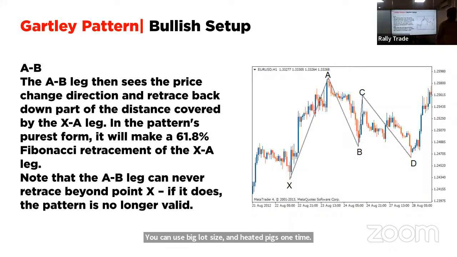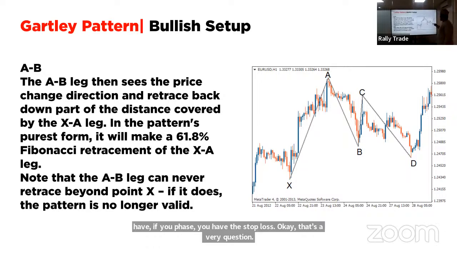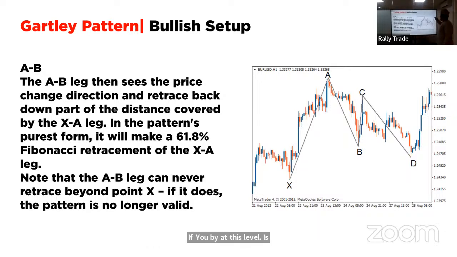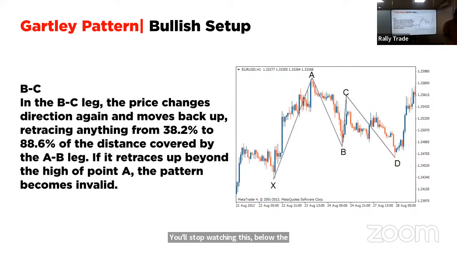Okay, so if you fail, you have a stop loss. That's a very good question. If you place a buy at this level, and instead of the price going up, it begins to go down, your stop loss should be below X. Below the X, that's it. We are getting to that stop loss part as we move on.